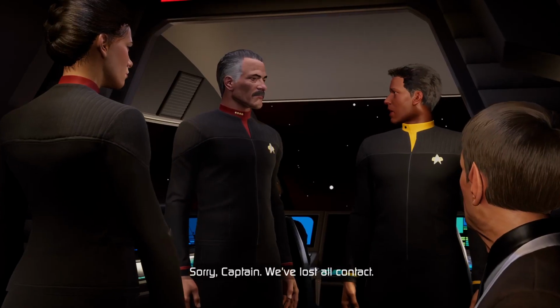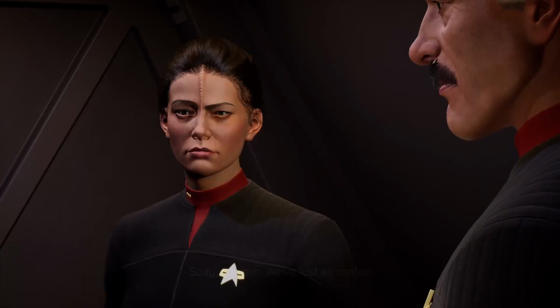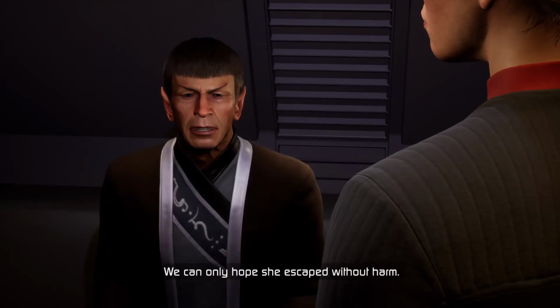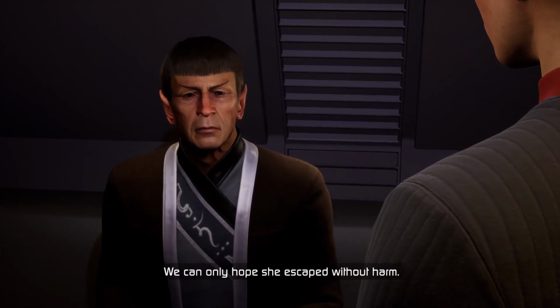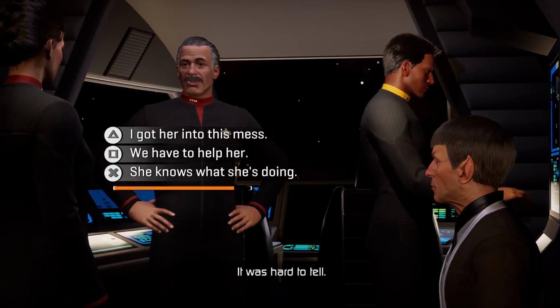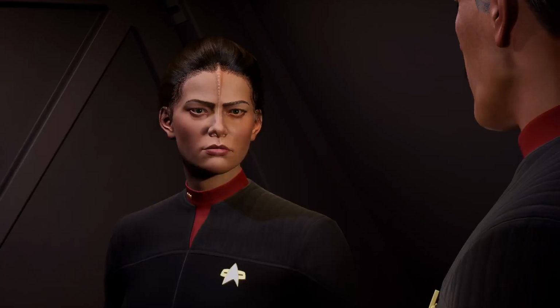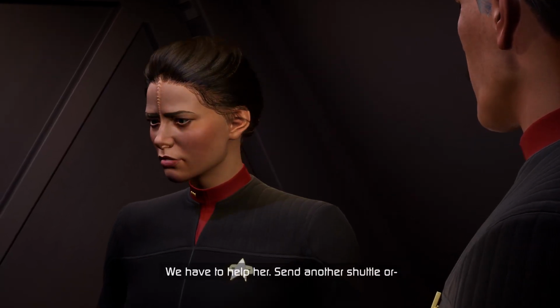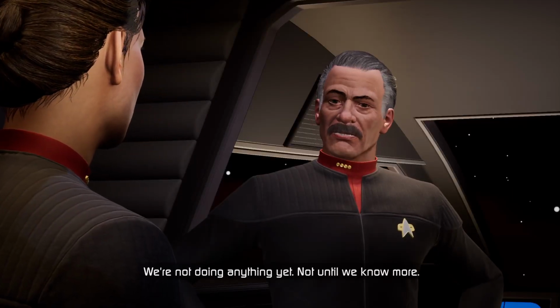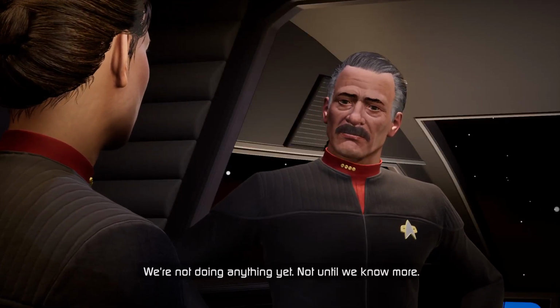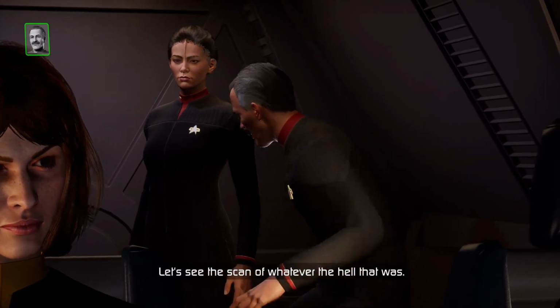Sorry, Captain. Lost all contact. We can only hope she escaped without harm. It's hard to tell. We have to help them. Send another shuttle. We're not doing anything until we know more. Let's see the scan of whatever the hell that was.